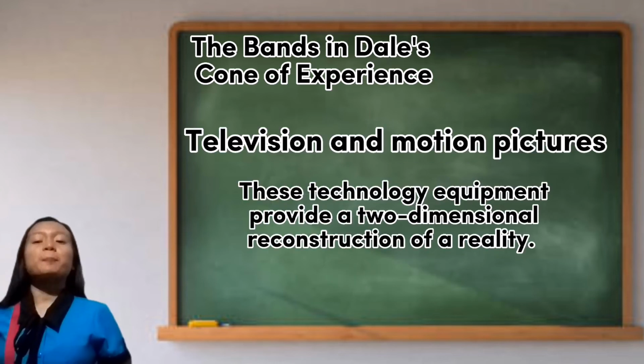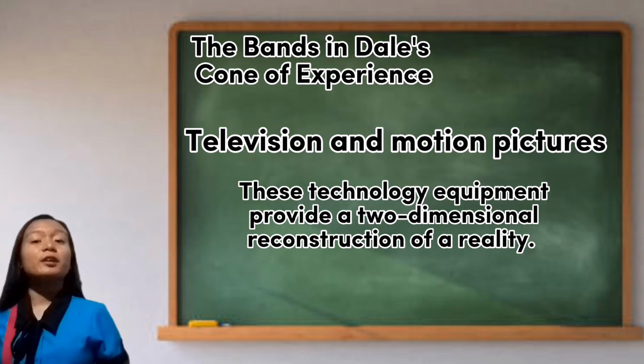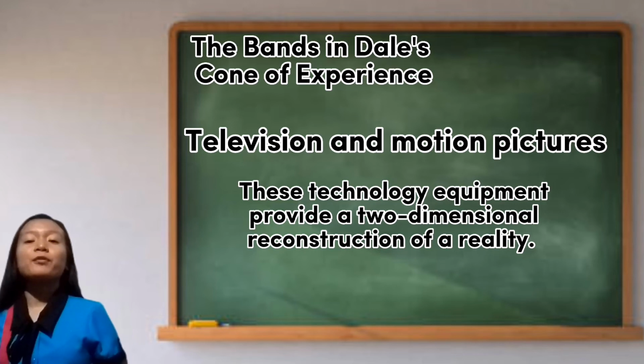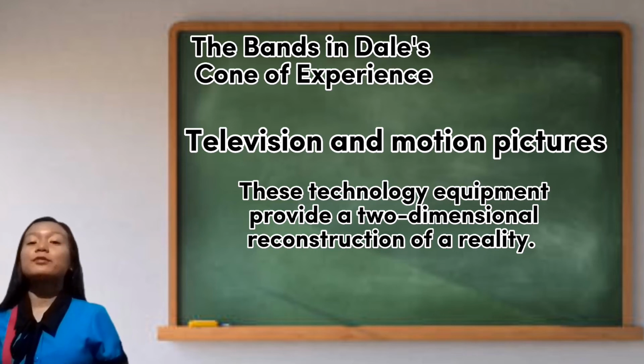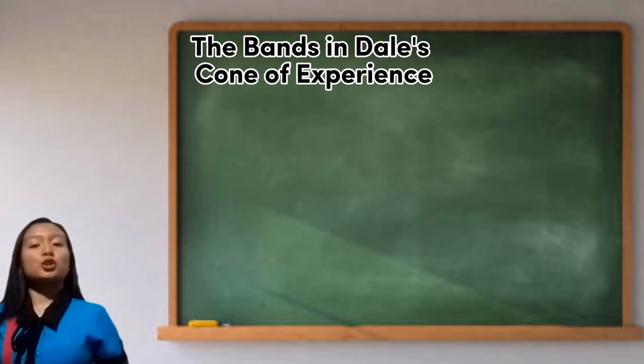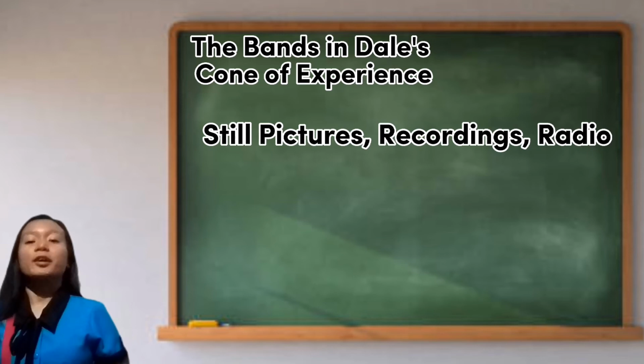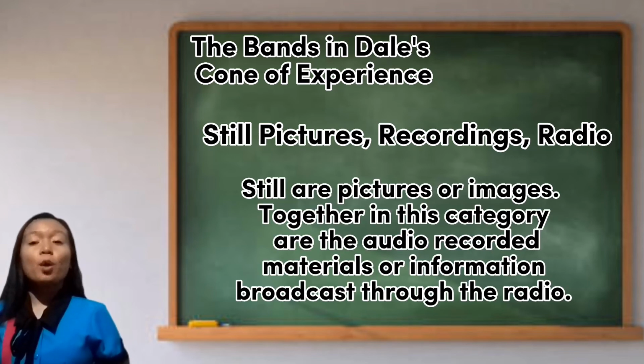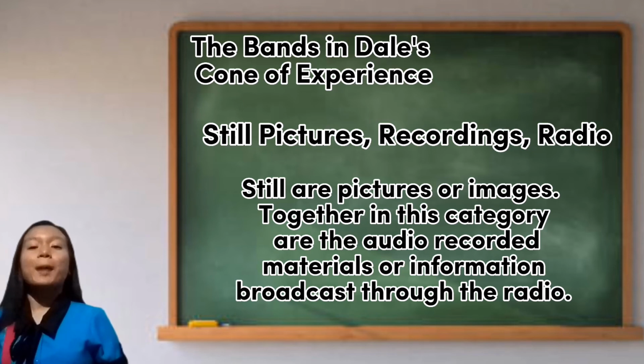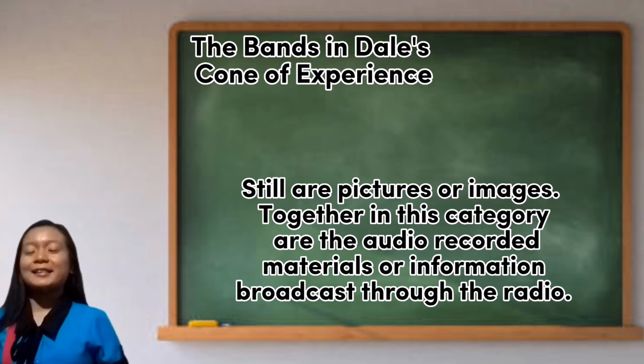Television and motion pictures. These allow learners to experience the situation being communicated through mediated tools. They provide a feeling of realism as viewers try to understand the message portrayed by actors in the still pictures, recordings, radio. In more modern terms, this level could include photos, podcasts, or audio files.